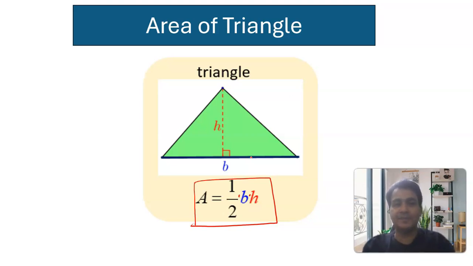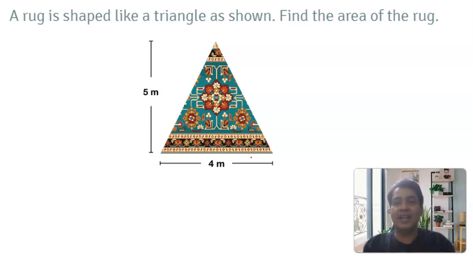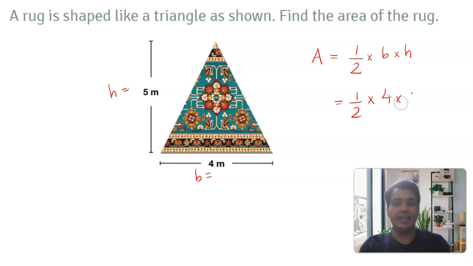Let's see some examples. The rug is shaped like a triangle as shown. Find the area of the rug. Okay, so that's pretty simple because the base is 4 meters and the height should be perpendicular to the base, perpendicular 90 degree to the base, which it is. So height is 5 centimeters. So let's write the formula: half times the base times the height. The base is 4 and the height is 5. So basically I will multiply 4 and 5 and then divide it by 2.